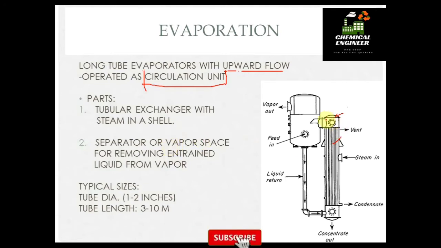Then we have some vapor separation space from the liquid. This space is generally a vapor separation space, and this is also the phase separator. The working of this type of evaporator is that the feed is passed through this phase separator. If the feed has vapor, it will automatically reject the vapor. Now the liquid stream from the feed is passed through the evaporator.